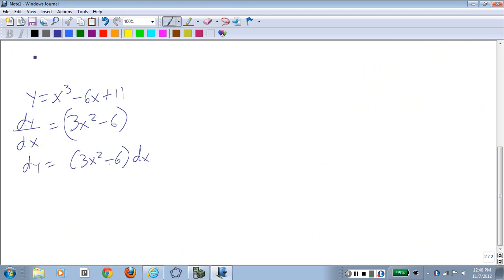F of 1.9, we're wondering what's that approximately equal to. Well, in this case, delta x is actually negative 0.1. This is how it differs from the known value of 2. We know the value of the function f at 2, and it's 0.1 less than 2, so the delta x is negative 0.1. So that's also going to be our dx. dx equals delta x equals negative 0.1.